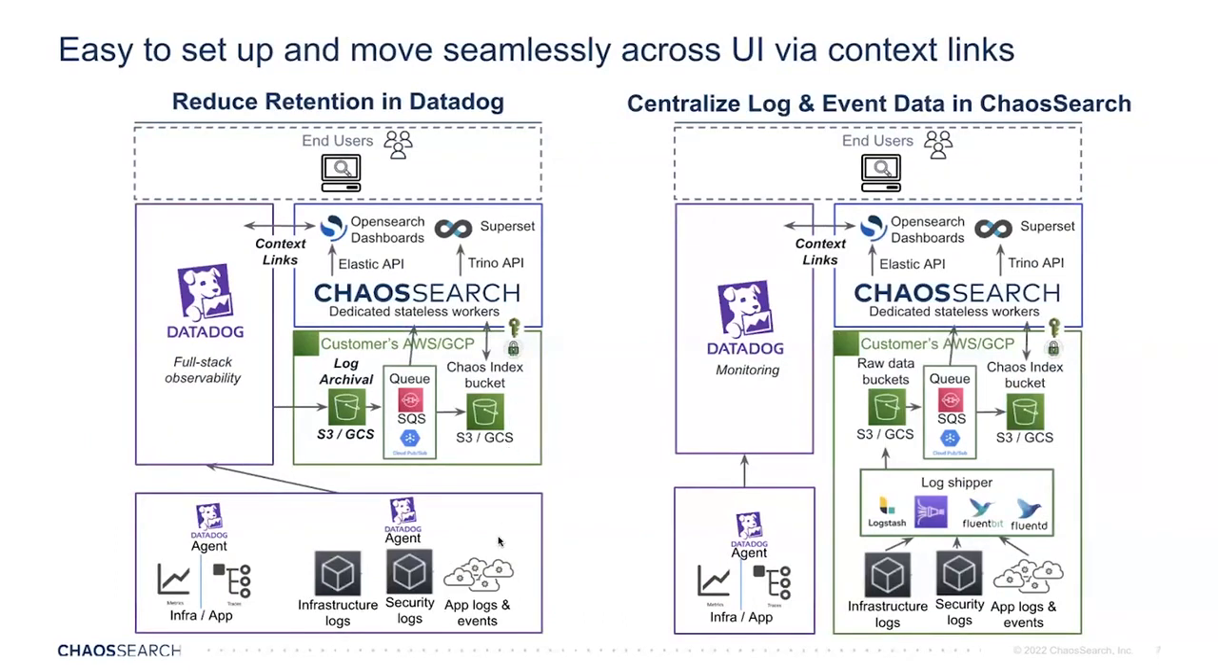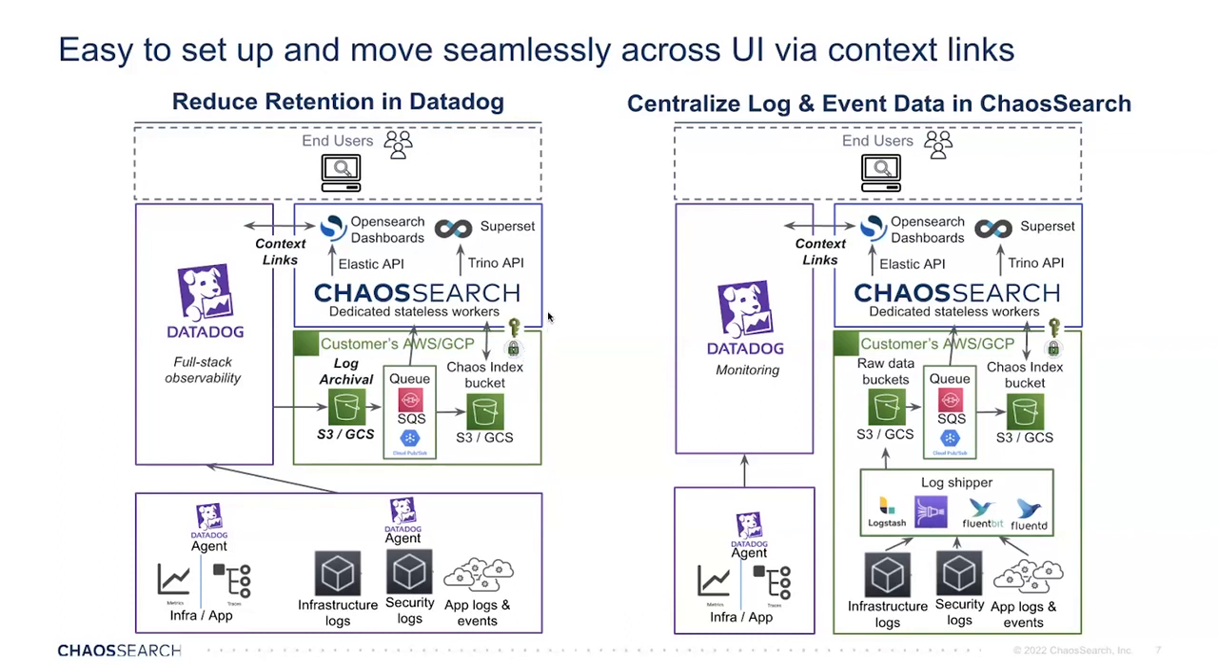If you want to reduce retention in Datadog, you'd keep all your existing pipeline with Datadog, all your agents, all the application across different data types. And then what will happen is after you set up your retention period and have your log archival bucket, you can just connect that log archival bucket to Chaos Search, giving us read-only access to that bucket, create the queues, either the SQS or pub/sub queues that we talked about in the beginning, and a new bucket where we're going to store all our Chaos index that you give us read-write access to.